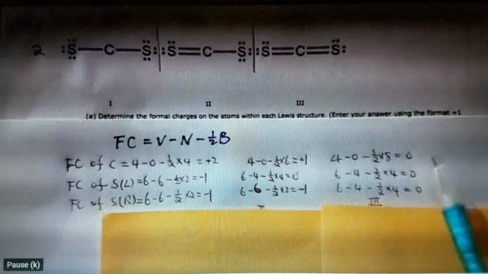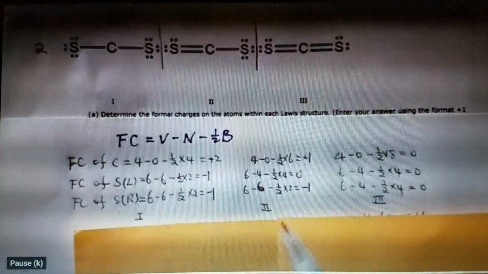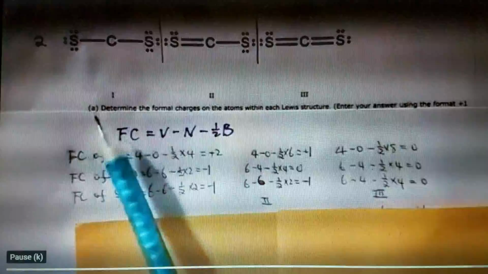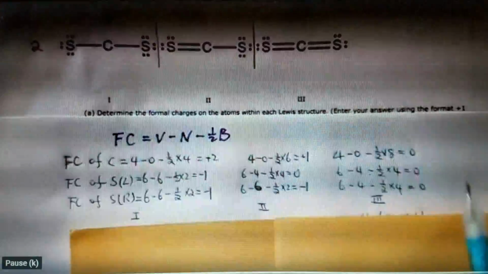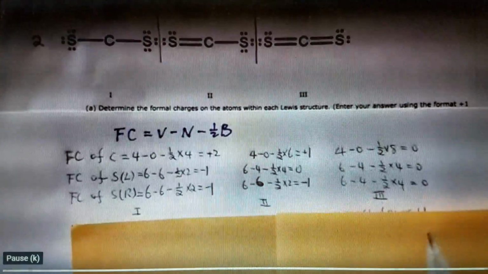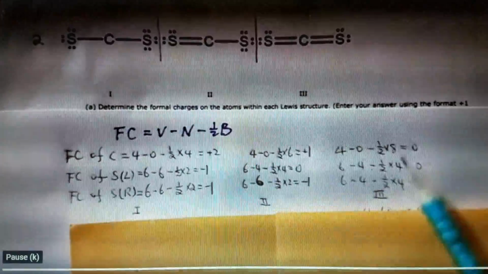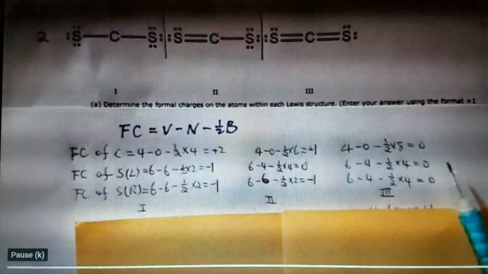All right, so that's for the 3 resonance structures. Question number 2B asks us to determine which of the three resonance structures is the most favorable one. Again, look at those formal charges. The structure that minimizes the formal charge, that's the most favorable one.